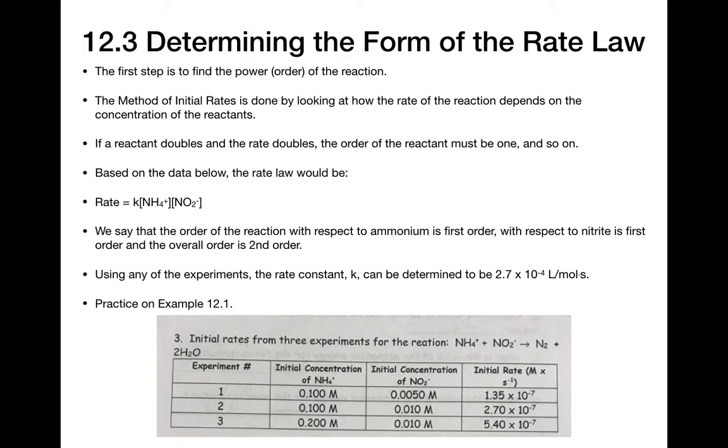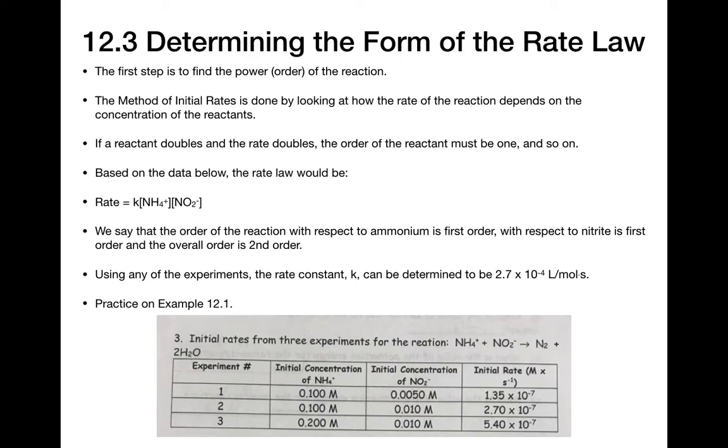We have some data below for a reaction between ammonium and nitrite to produce nitrogen gas and water. This would be a reaction that could be easily monitored. One way to do it would be looking at the electrical conductivity of the solution. Ammonium and nitrite would be ions, nitrogen and water would be molecules, and so as this reaction proceeds, the conductivity of the solution would go down.